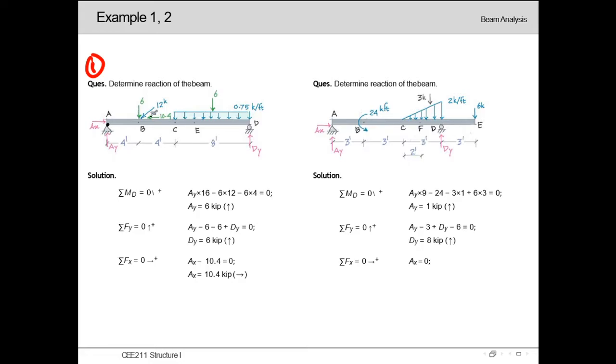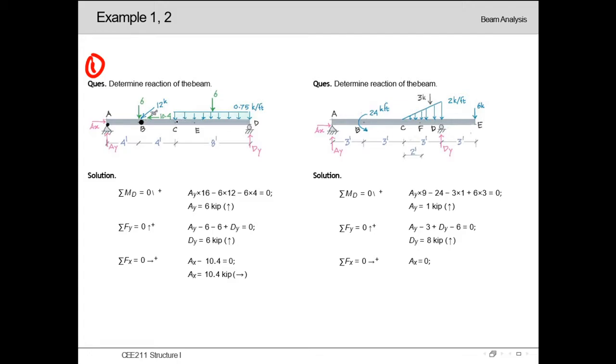We can see an inclined load or an inclined force at point B, which is 12 kip. The angle with the horizontal is 30 degrees. So we can determine two components of this inclined load as 12 cos 30, which will be the horizontal component, 10.4, and the vertical component will be 12 sin 30, which is 6. From here we can determine the components.